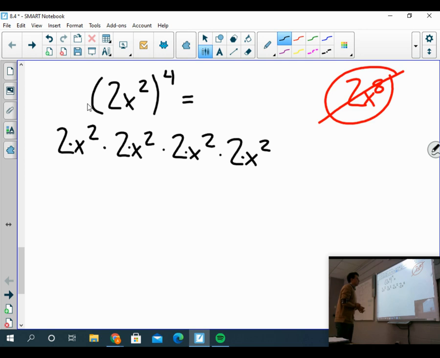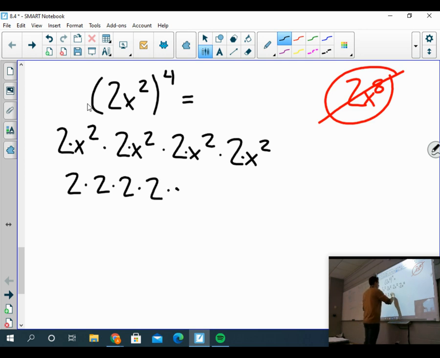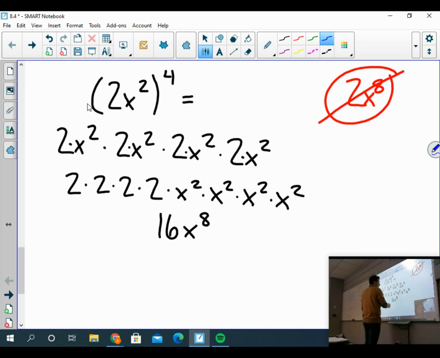And we know by the commutative property, which we've discussed in other videos, that when I have a bunch of stuff multiplied together, I can reorder it however I would like. And what we end up with is 2 times 2 is 4, times 2 is 8, times 2 is 16. And I have 4 like bases multiplied together, so I add all their exponents, and I end up with x to the 8th. So instead of 2x to the 8th, I should end up with 16x to the 8th, and we can see that from writing it out.